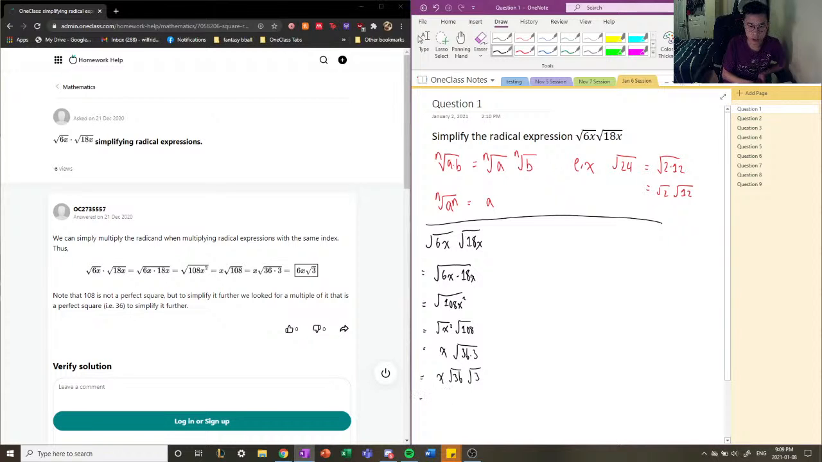By doing so, we know the root of 36 is a perfect square, so 36 is 6 squared, and the root of 6 squared is just 6. So now all we have is 6 times x times root 3. And root 3 is not a perfect square, so we'll just leave it at that. This is our simplified radical expression, 6x times root 3.